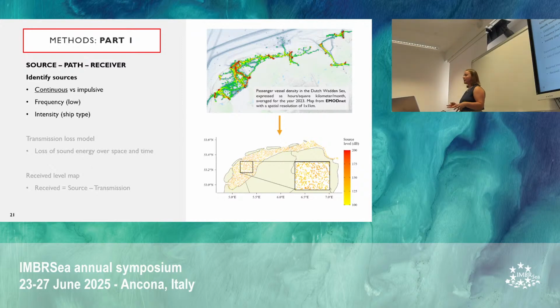So the first part of my methods was to develop this simplistic source-path-receiver model where I identified the distribution of my source. So I chose to focus on continuous underwater noise from different ship types. Using vessel density information from EMODnet and the specific intensity of different ship types, I was able to create this source level map where I identified all of the grid cells within my study area that were considered sources and had sound emission coming from them.